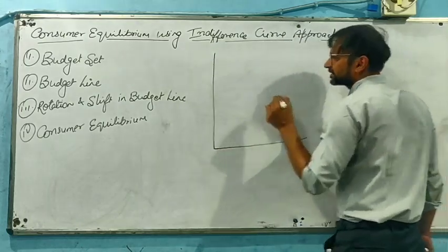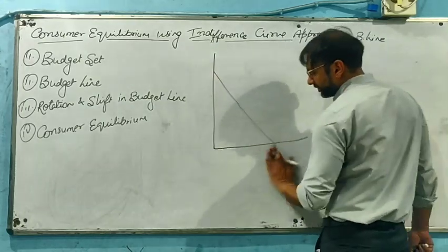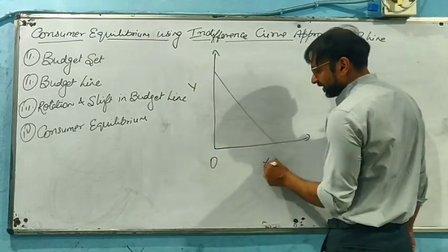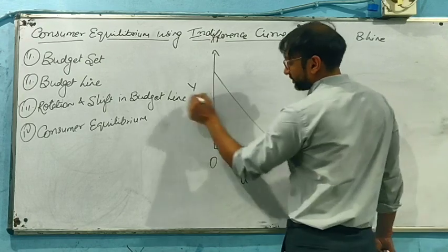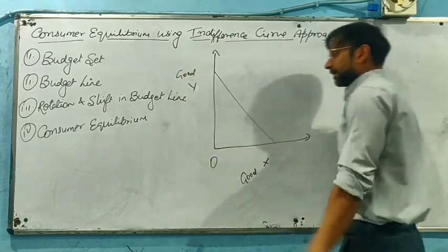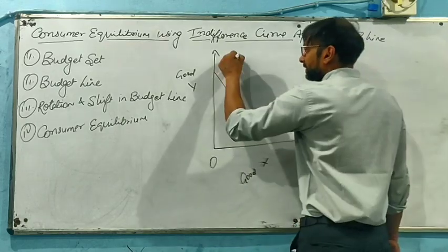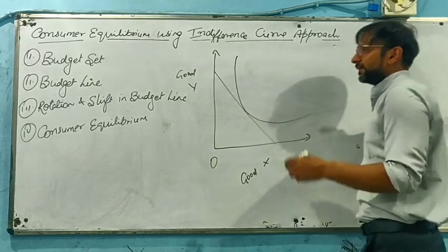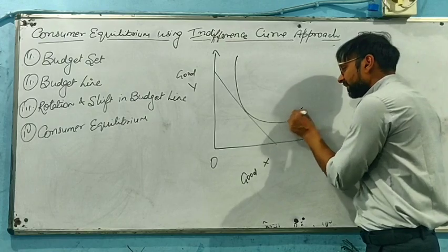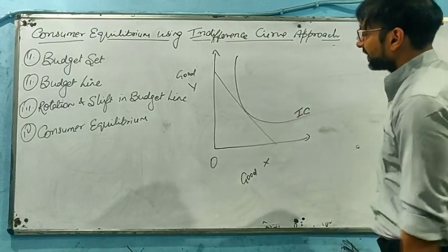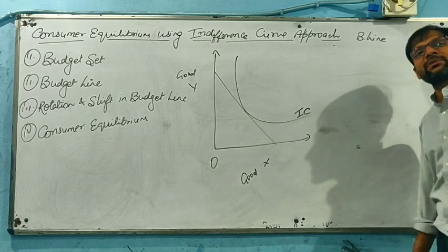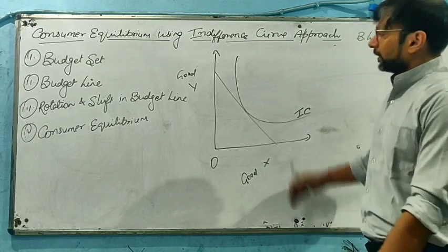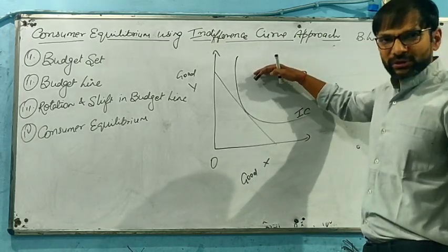How? First of all, look at this diagram. If we say this is the budget line and a consumer is consuming two goods, say x and y, this is good x and this is good y, this is the budget line and this is the indifference curve. With the help of this example, we will prove how a consumer will be in a state of consumer equilibrium or maximum satisfaction.